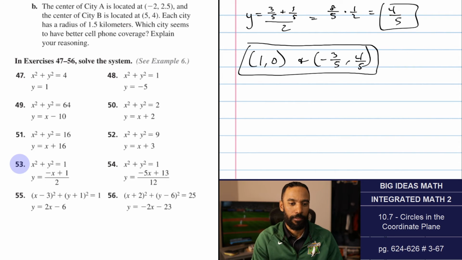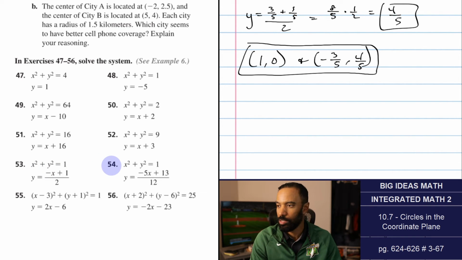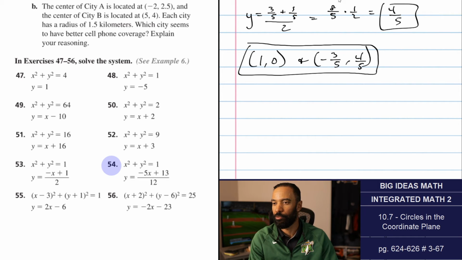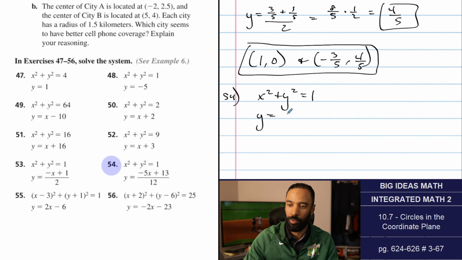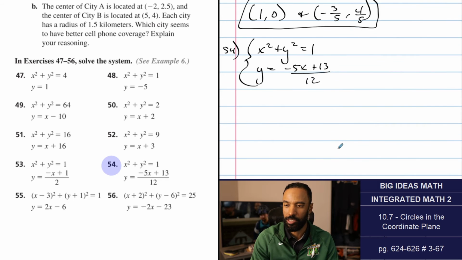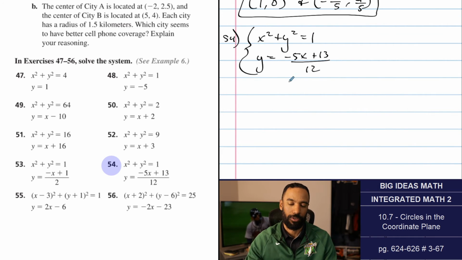Okay, number 54. Problem was 67. Still 14 to go. And these problems go a little slowly, even when I'm doing all the algebra. X squared plus y squared equals 1, and y equals negative 5x plus 13 all over 12. All right, they're really putting their big boy pants on for this one. At least this is a 1. I don't know if that matters.